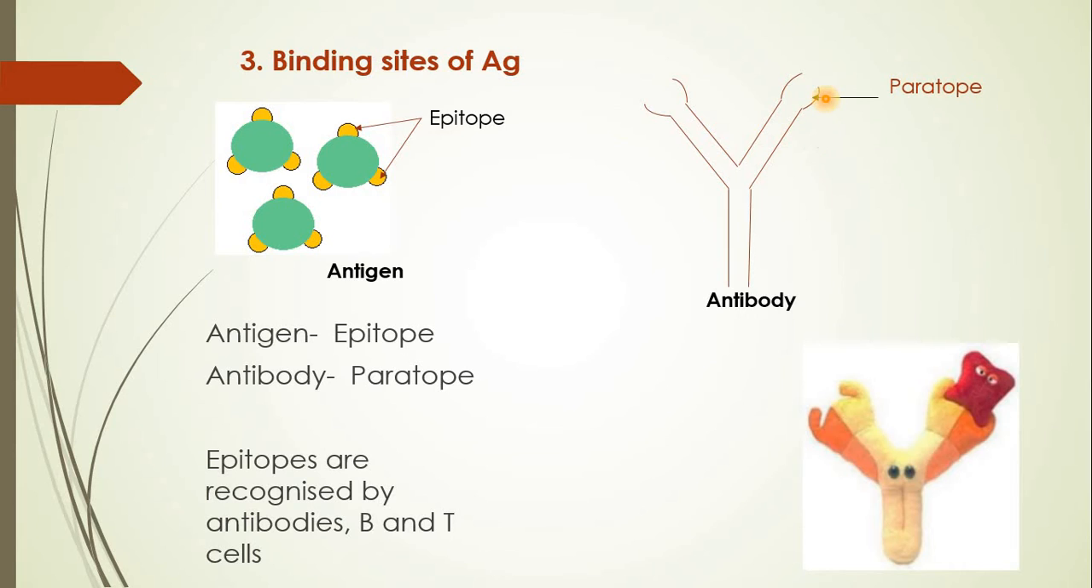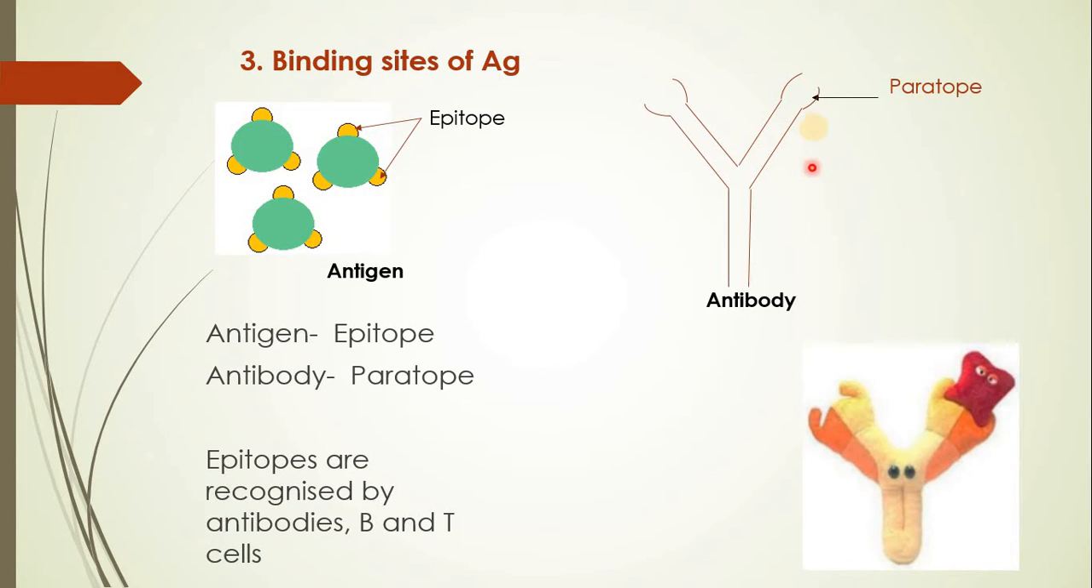Therefore, they are called the antigen binding site. So, what is the other name for this antigen binding site which is associated with the antibody? They are called the paratope. Now you should be very clear with the two terms, epitope and paratope. Epitopes are the binding sites of the antigen, whereas paratopes are the binding sites of antibodies. These paratopes are also called the antigen binding site.